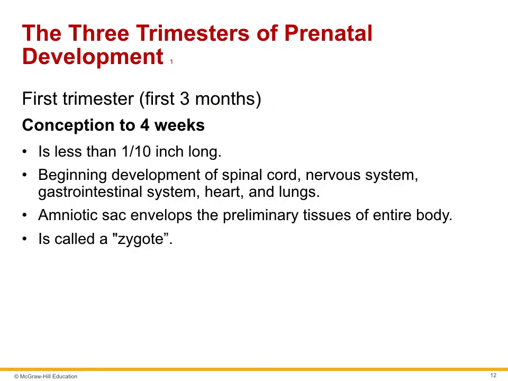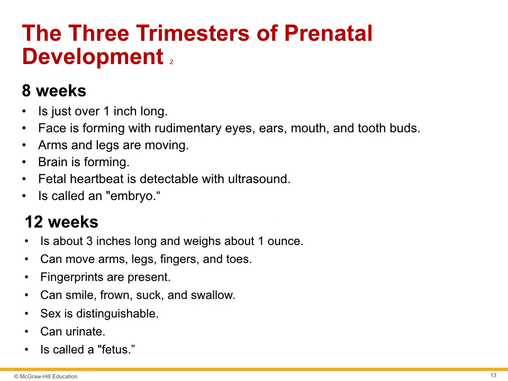When we are talking about the 3 trimesters of pregnancy, we can see the first trimester, it's the first three months. It's conception up to 4 weeks. It's called a zygote at this point, and it is less than 1/10 inch long. We then move into 8 weeks. It's just over 1 inch long, called an embryo. 12 weeks, at this point we call it a fetus.